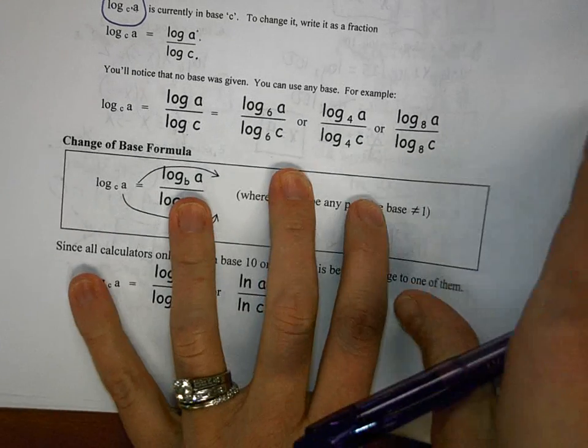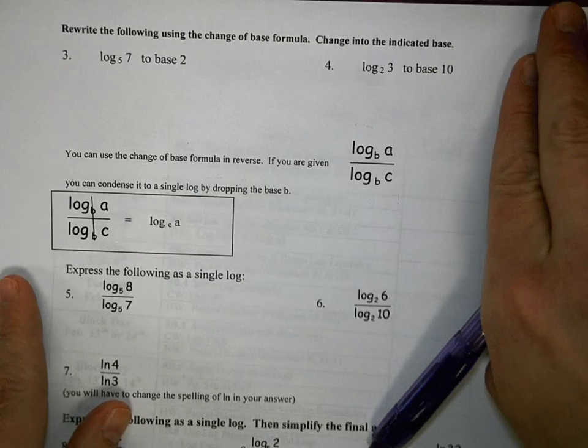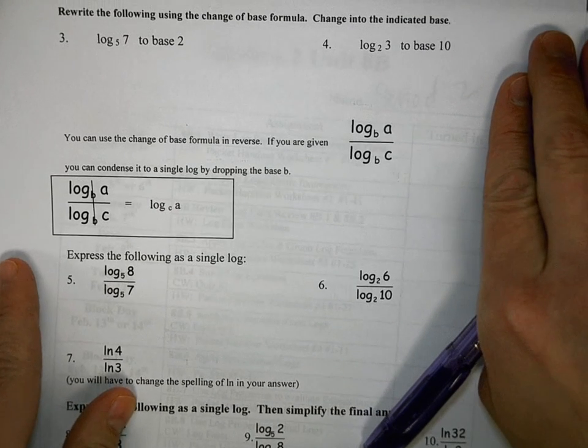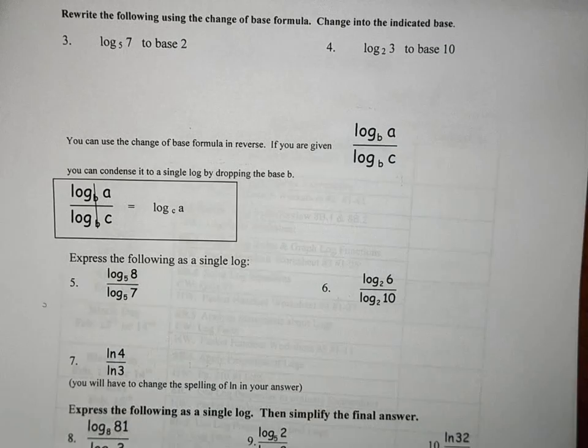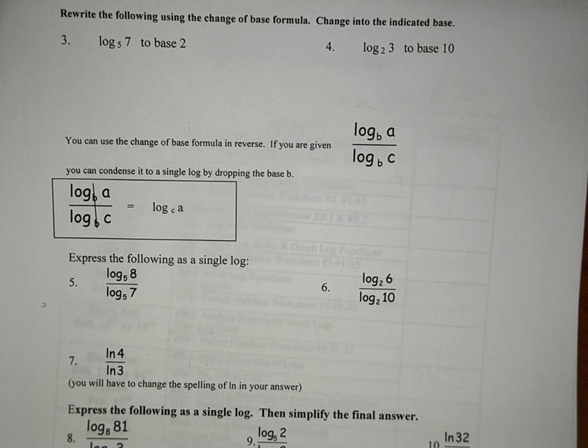Okay? All right, now we're going to try some examples, but you're going to probably flip back and forth a little bit. So, you are going to rewrite the following using the change of base formula. You want to change each of these into the indicated base. Look back at your formula, and I'm just going to give you like 30 seconds here to just attempt this. You might not get it right, but just attempt it. Look back at the change of base formula and see if you can figure out how to rewrite example 3.